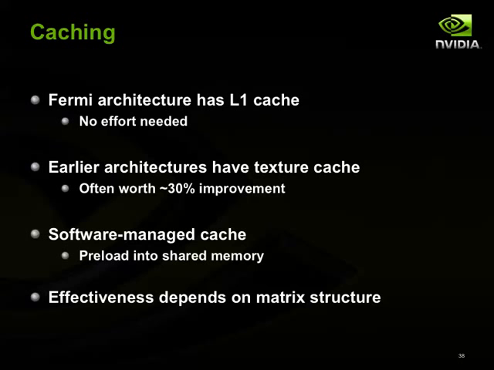On the Fermi architecture, so the Tesla C2050 that I showed earlier, has an L1 cache. So for the most part, you can just write a normal kernel, and if the threads happen to access values in a short period of time, you will hit the cache and you will save that memory bandwidth. On the previous architecture, so the G80 and GT200, in order to get this kind of benefit, you'd have to use the texture cache.